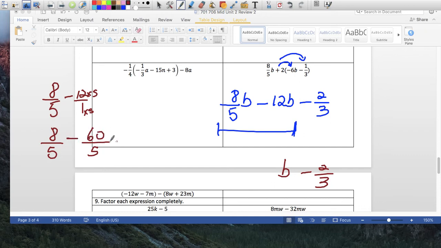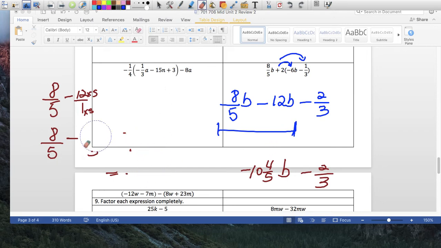8 minus 60, the 5 is going to stay, and it's going to give us -54. And if you change this to a mixed number, 5 goes into 54 10 times, 4 left over 5. So it's going to be -10 and 4/5. That's one way you could have definitely done it.